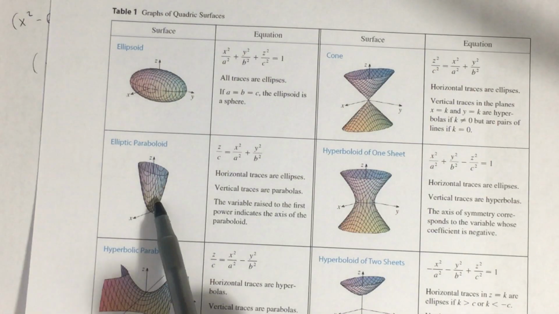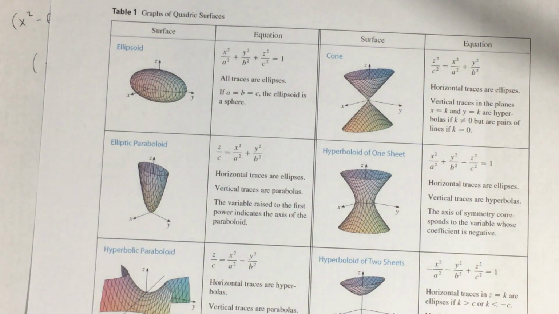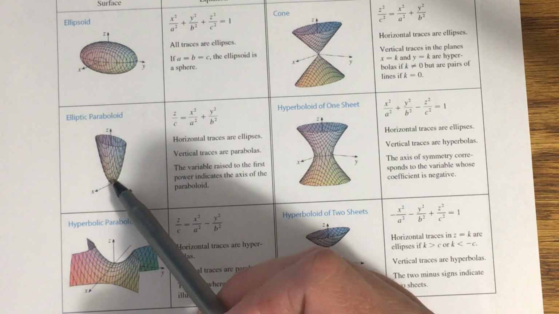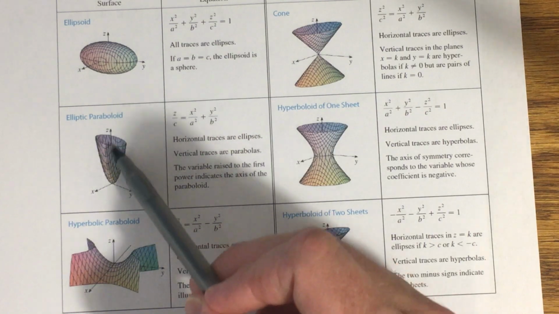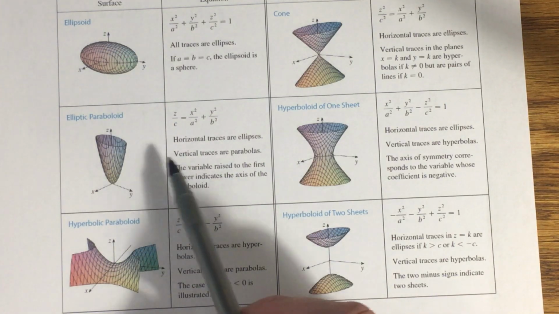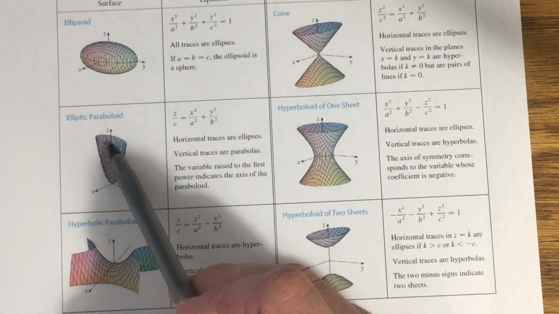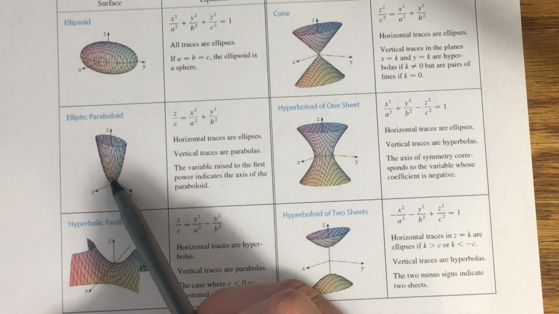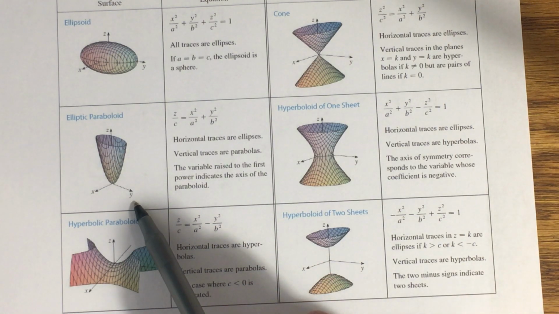What does that do to the elliptic paraboloid? All it does is change its orientation. You notice how this elliptic paraboloid is opening about the z-axis. It's sort of swallowing up the positive z-axis here. What's going to change in our graph is that this elliptic paraboloid is not going to open upwards in this way. It's going to open along the y-axis.